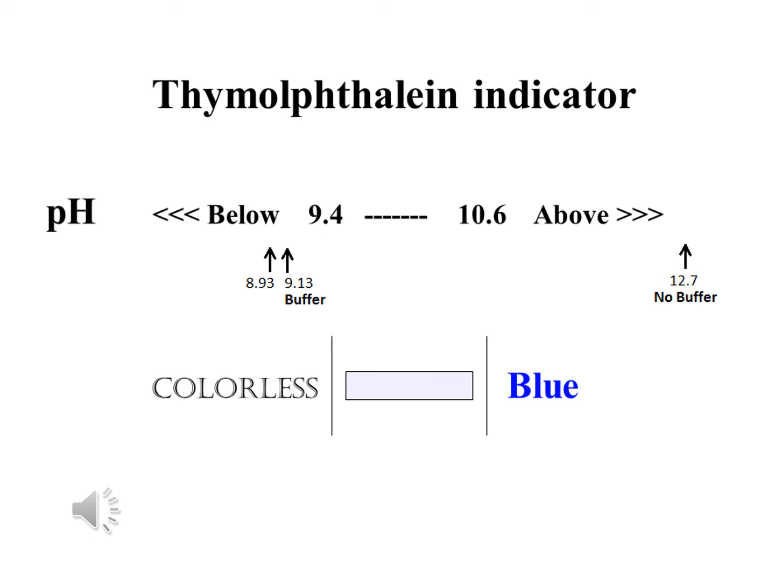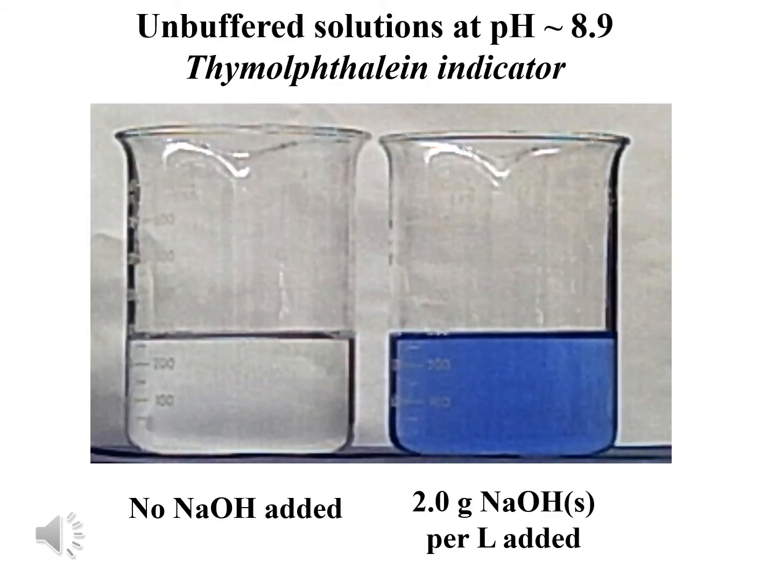So I took a picture of this. The beaker on the left, I adjusted to as close to 8.9 as I could with a pH meter, and it had thymolphthalein in it. The beaker on the right, I put in 2 grams of sodium hydroxide per liter. When I started to stir, you could see blue swirls coming out of the sodium hydroxide solid, but it just kept getting bluer and bluer and filled the whole flask because the pH went all the way to 12.7.